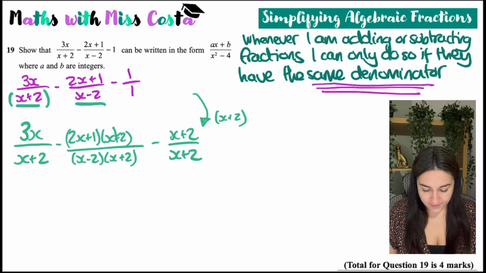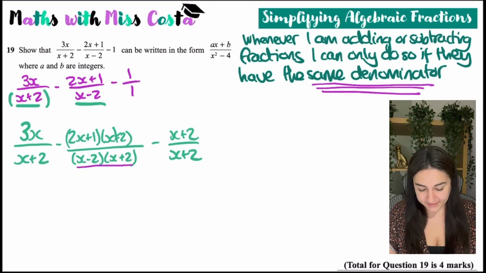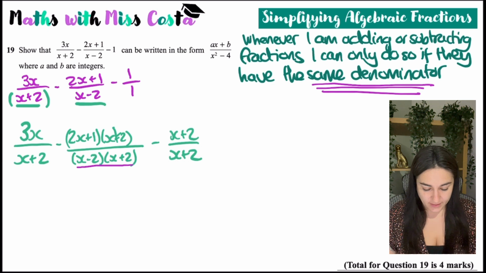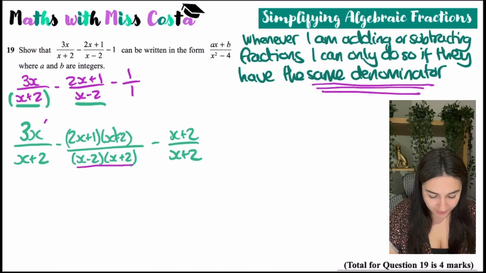So I've done that first part, because this is the denominator that I'm after, x plus 2, x minus 2, so that everything can have the same denominator. It needs to be the lowest common multiple. It's algebra, so generally it's the product. So now I'm going to multiply everything by x minus 2.